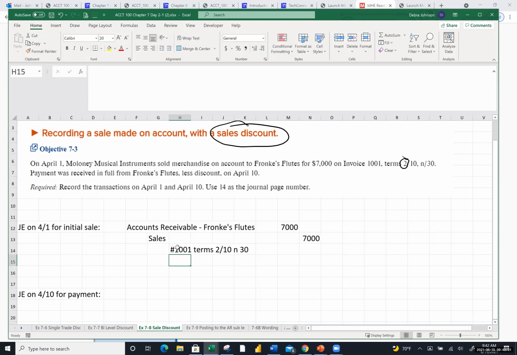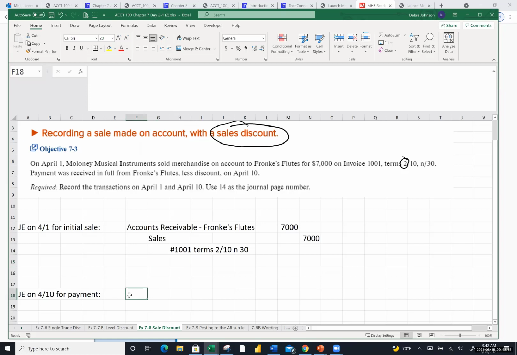So when the sale's made, you don't know whether the customer is going to be able to take that 2% discount or not. So you record the sale at the full amount. Okay, 10 days later, it's actually 9 days later. Remember, they would have to make that payment within 10 days to take advantage of that 2% discount. Well, they do. They make it 9 days later on 4/10.